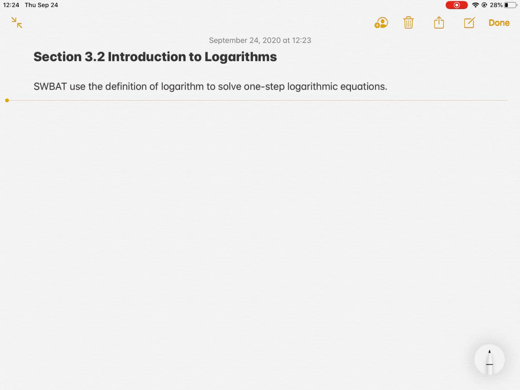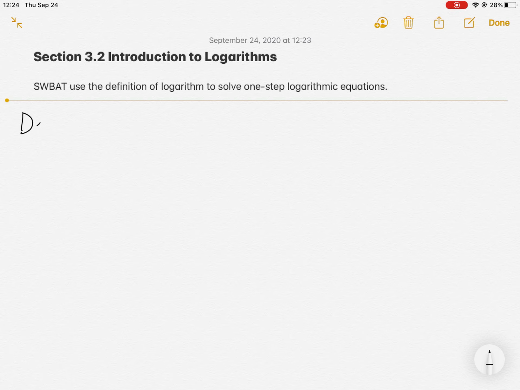All right, so we'll be doing section 3.2 next, and really the goal today is to introduce logarithms in this video. By the end of these videos, I want you to be able to use the definition of logarithm to solve one-step logarithmic equations. But along the way, we're actually going to be defining a lot of other pieces as well. So that's really the main goal, but just keep in mind there's going to be a lot of other stuff being defined in this video.